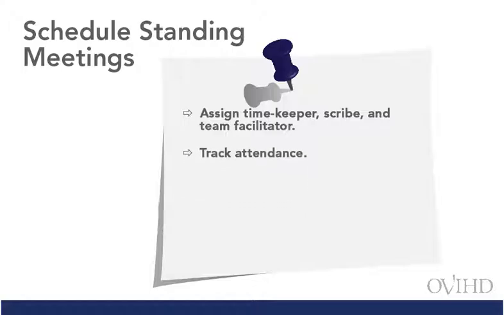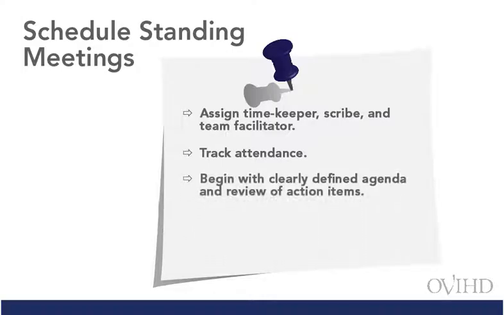Tracking attendance reminds team members the importance of their work efforts. It is okay for someone to send a representative when they may not be able to attend. Keep in mind this should be the exception, not the rule. A well-structured meeting always has a standing agenda to keep the team focused. This agenda should also include the ability to track action items from previous meetings. This may be the first topic on the agenda to cover at the next team meeting.